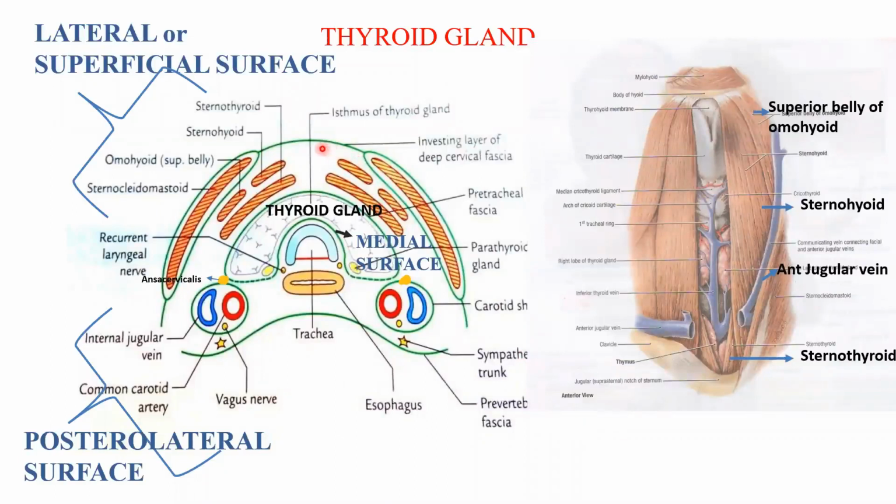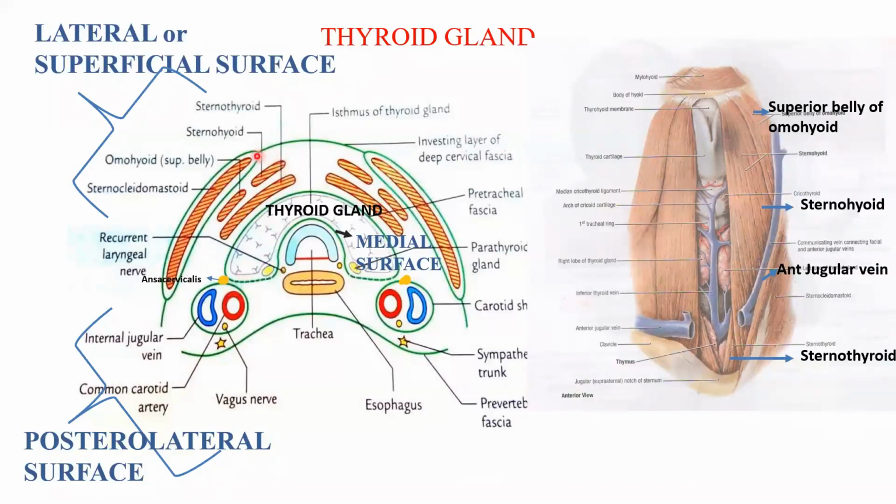Now the relations of the surfaces of the gland. The gland has three surfaces which can be seen in this cut section: a lateral or superficial surface related to the skin and the underlying structures, a medial surface which is towards the trachea, and third is the posterolateral surface towards the carotid sheath. Now we will study the relations of these surfaces one by one.